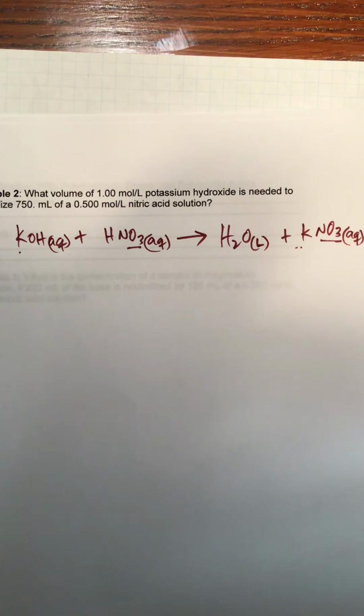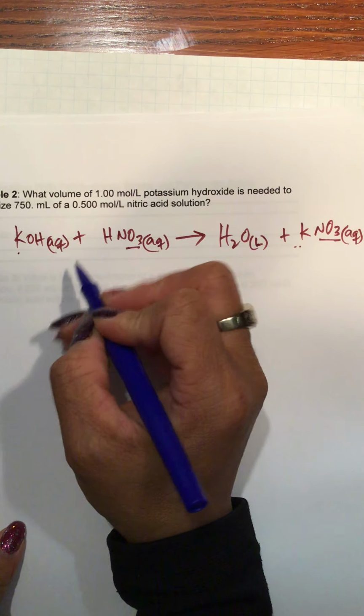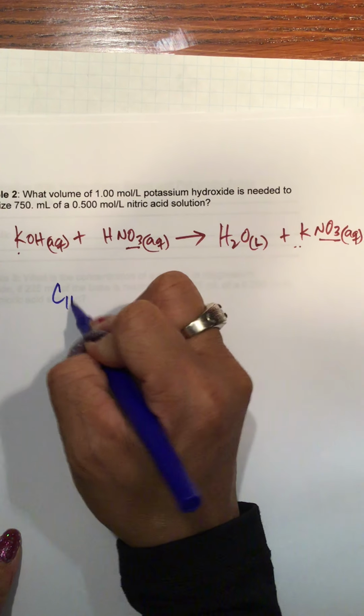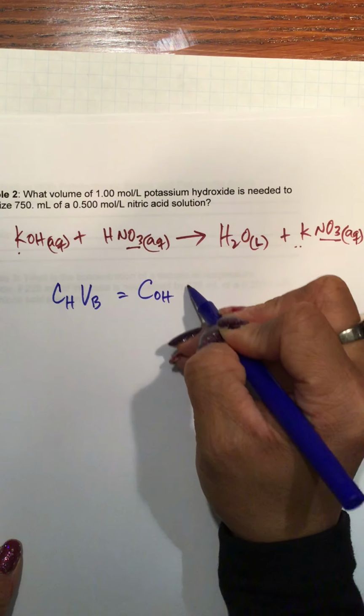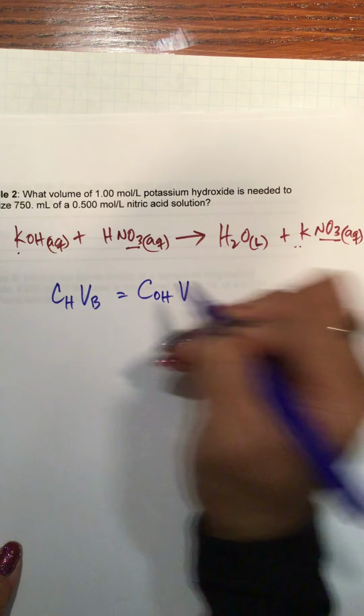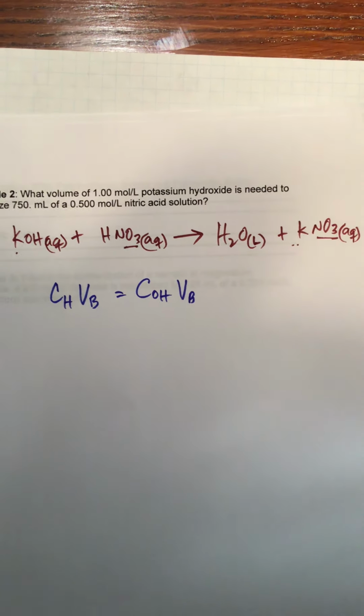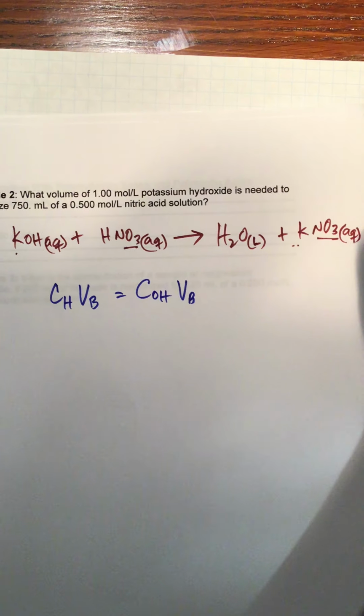So we're looking for the volume this time of potassium hydroxide. So the formula is the concentration of the acid times the volume of the acid is equal to the concentration of the base times the volume of the base.